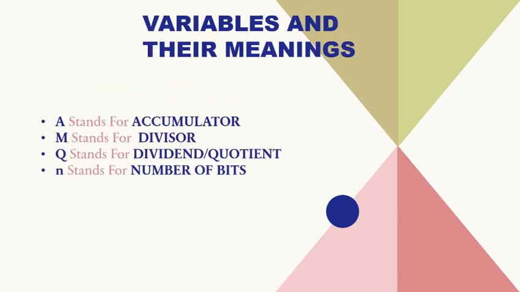Before we move on to understand the algorithm, there are some variables that we need to understand first. The first one is A, which stands for accumulator. Then comes M, which stands for the divisor. Then Q, which stands for the dividend initially, and at the end it stands for the quotient. And then N, which stands for the number of bits.